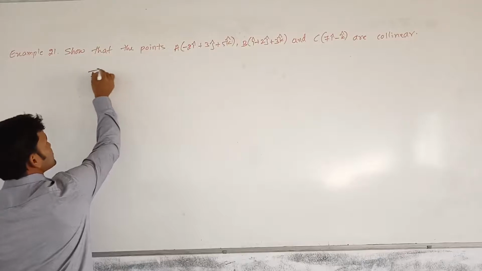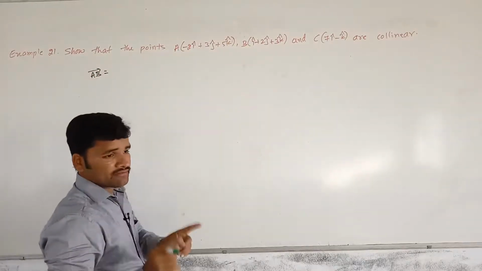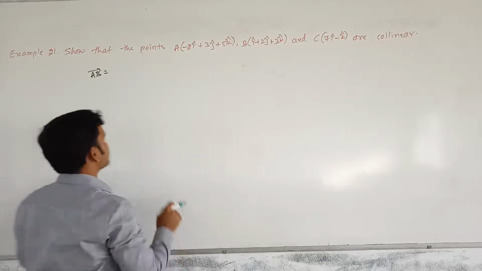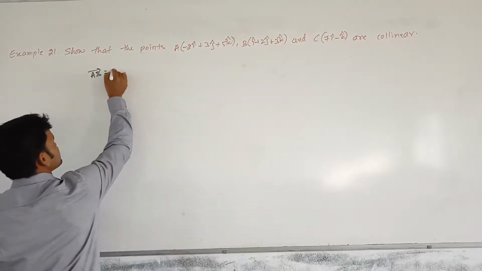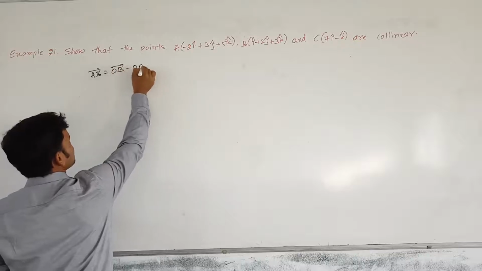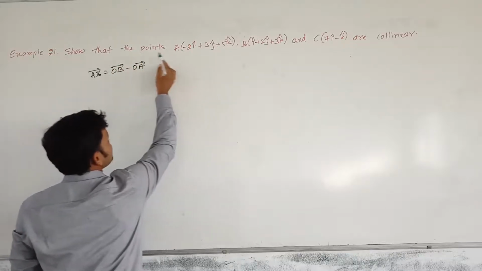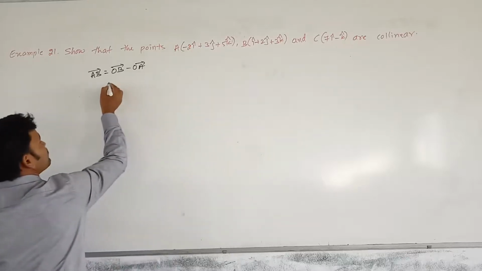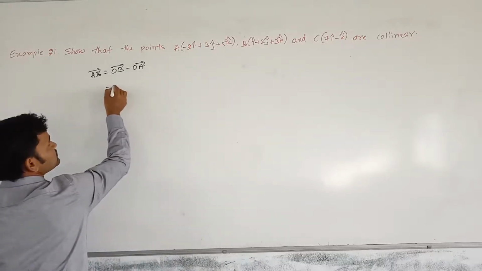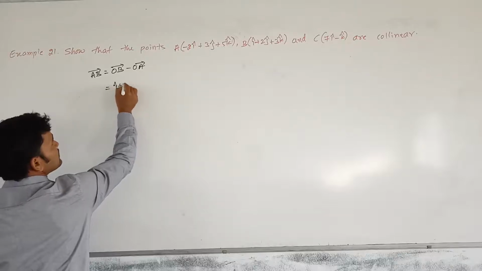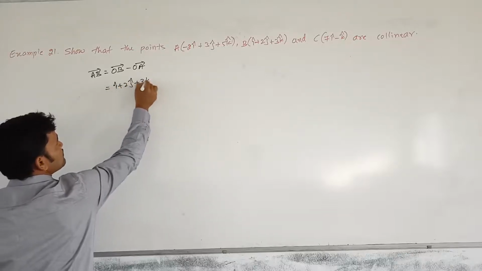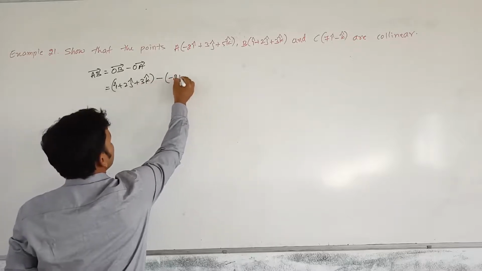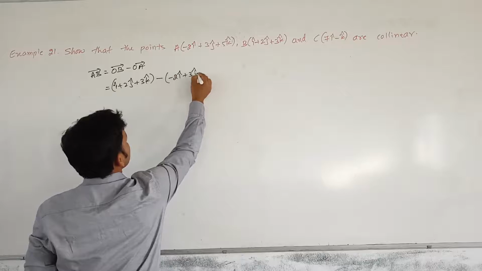Vector AB is a vector joining two points, where A is the initial point and B is the terminal point. A vector joining two points is nothing but vector OB minus vector OA. These are the position vectors. OB we know; substitute: i plus 2j plus 3k minus vector OA, which is minus 2i plus 3j plus 5k.